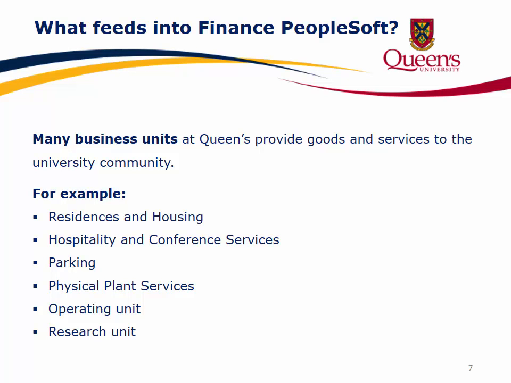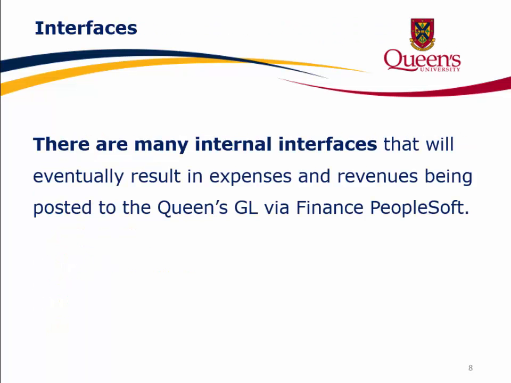What feeds into Finance PeopleSoft? Many business units at Queen's provide goods and services to the university community. For example, ancillary operations such as residences and housing, hospitality and conference services, parking, or a central service department like physical plant services, an operating unit, or a research unit. There are many internal interfaces that will eventually result in expenses and revenues being posted to the Queen's GL by way of Finance PeopleSoft.